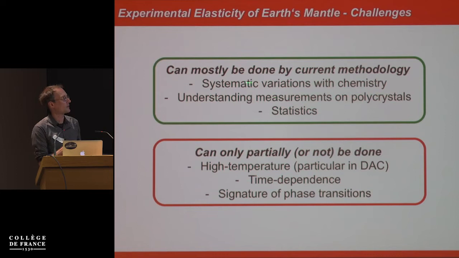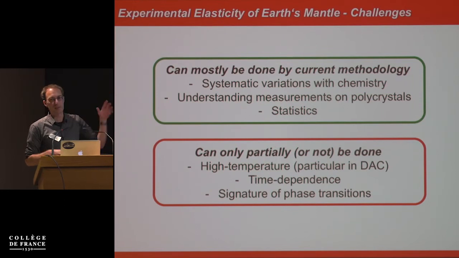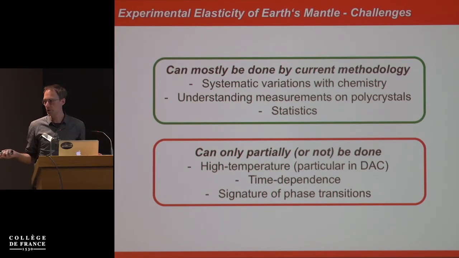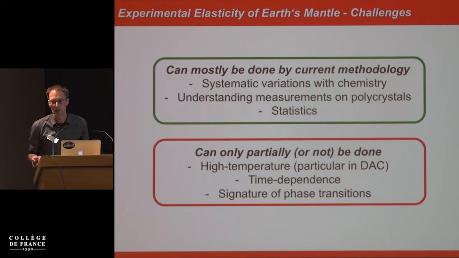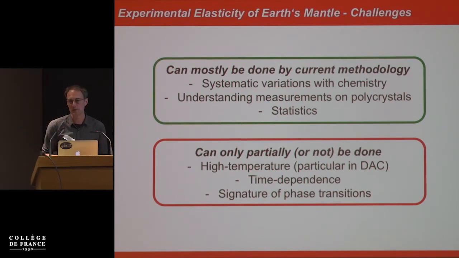You can measure systematic variations with chemistry. You've seen in the previous works, or the summary basically, that we can achieve pressure temperature conditions of the lower mantle, but we have to do it, so it just takes a lot of manpower. And the same for understanding measurements on polycrystals and to get some statistics so that we don't have to rely on a single study. For instance, of Bridgmanite, there is basically one really single study for the elastic properties of a single crystal.